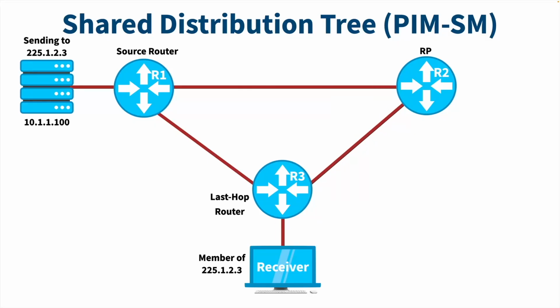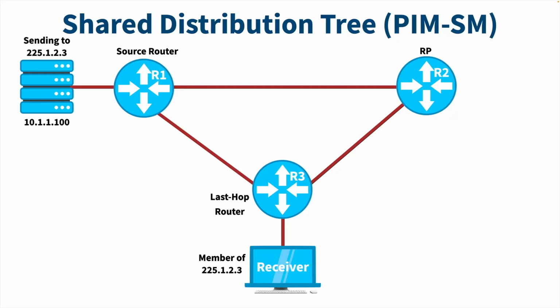And the great news is the receiver is now getting this multicast traffic, and we have avoided the flooding and pruning behavior. However, there's still an issue, and that is we're dealing with a suboptimal path. Assuming all links are equal, it would be more efficient if R1 went directly down to R3 and then out to the receiver. But instead, we're going from R1 to R2 to R3 down to the receiver.